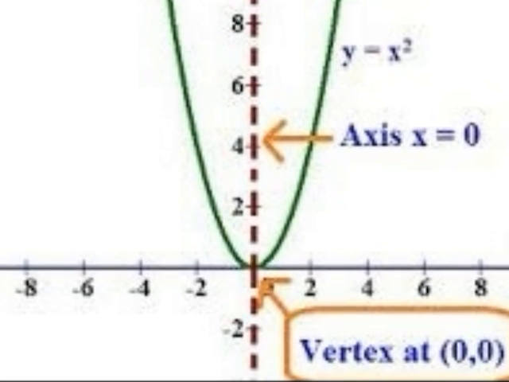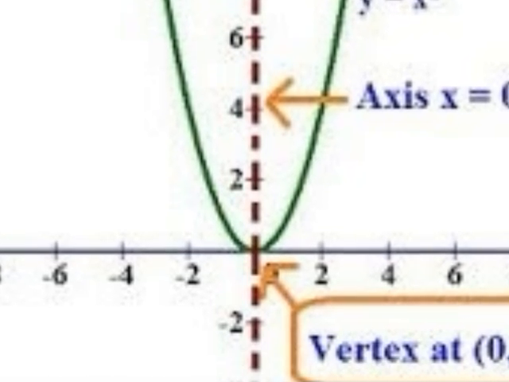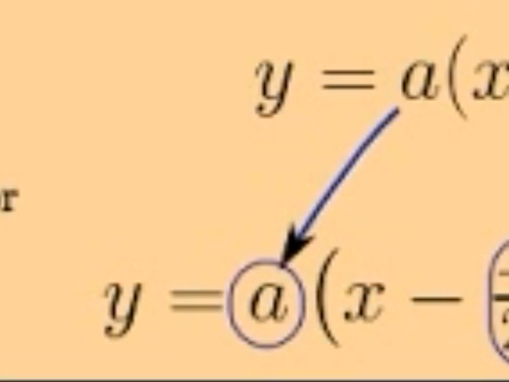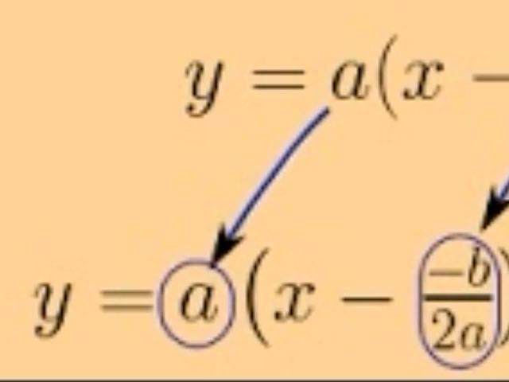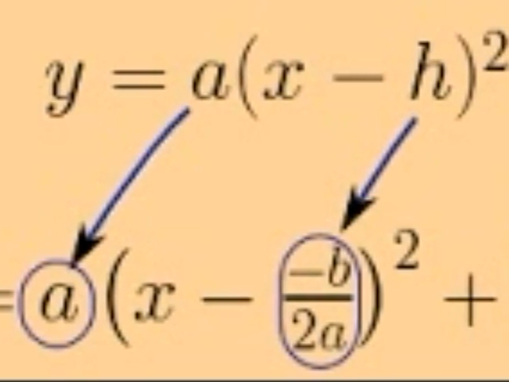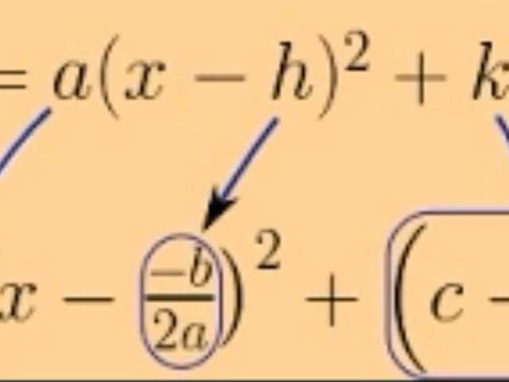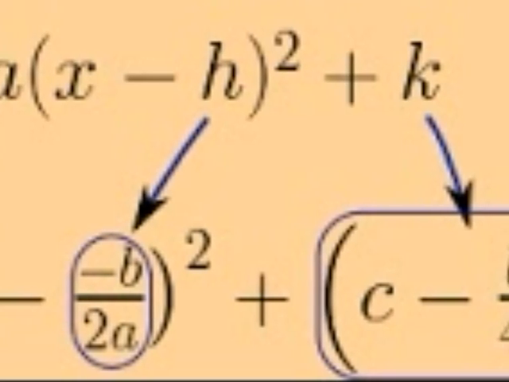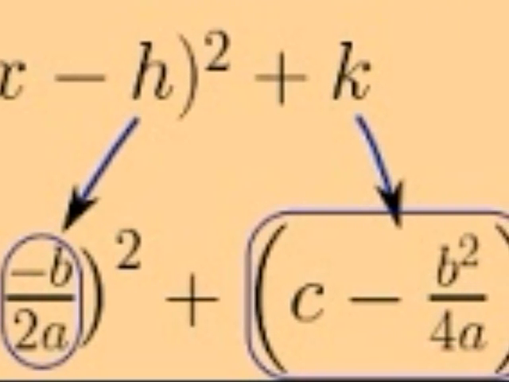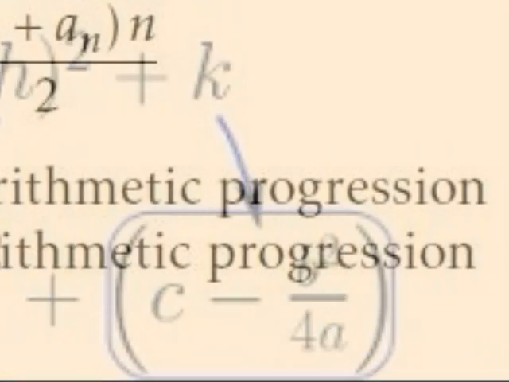Just knowing the vertex, aka the turning point, can give a lot of information about the quadratic equation. As shown here, it shows y equals a times (x minus h) squared plus k, where (h, k) is the vertex. Knowing that, you can now simplify it to y equals a times (x minus negative b over 2a) squared plus c minus b squared over 4a. And this is all called the Vertex Formula.